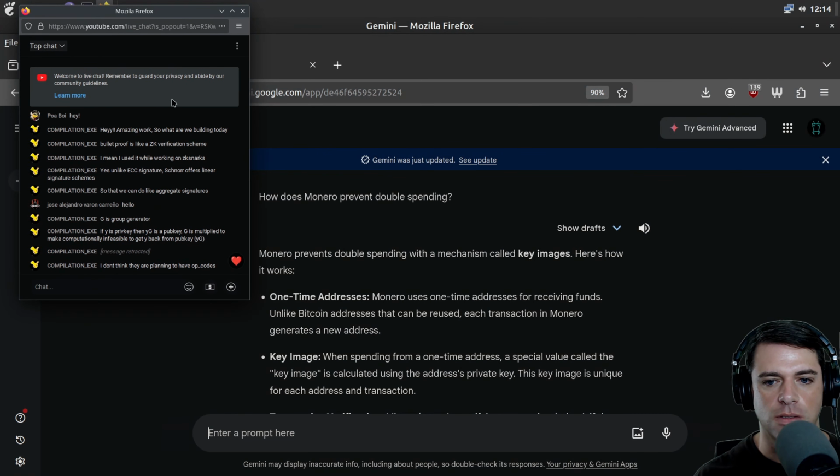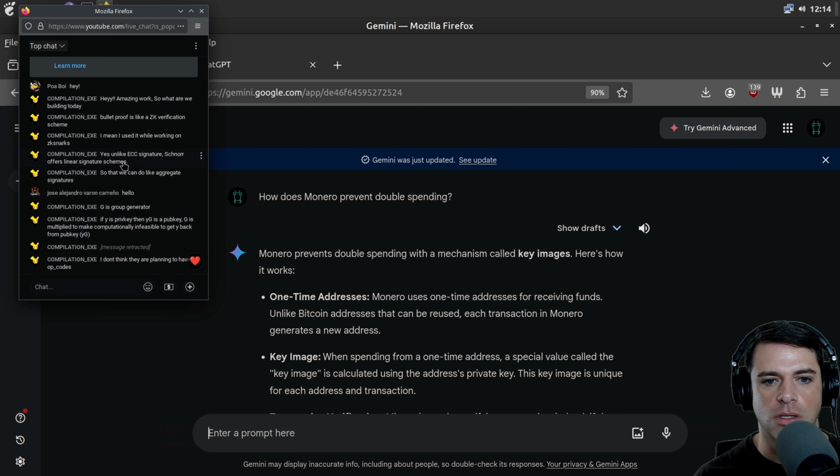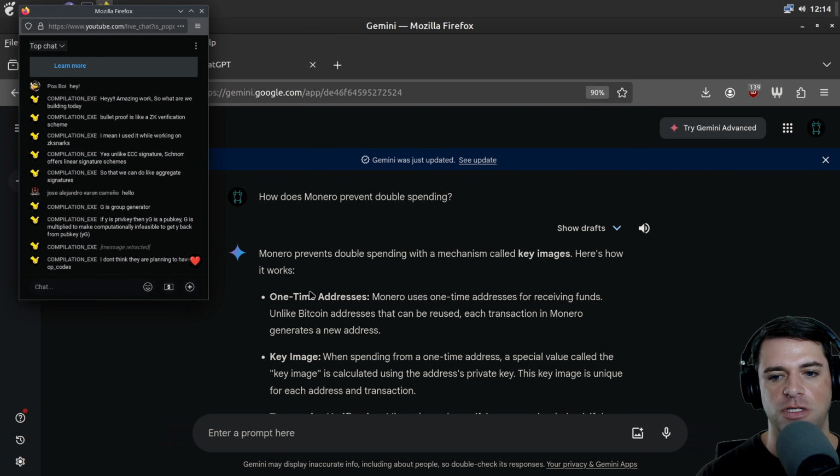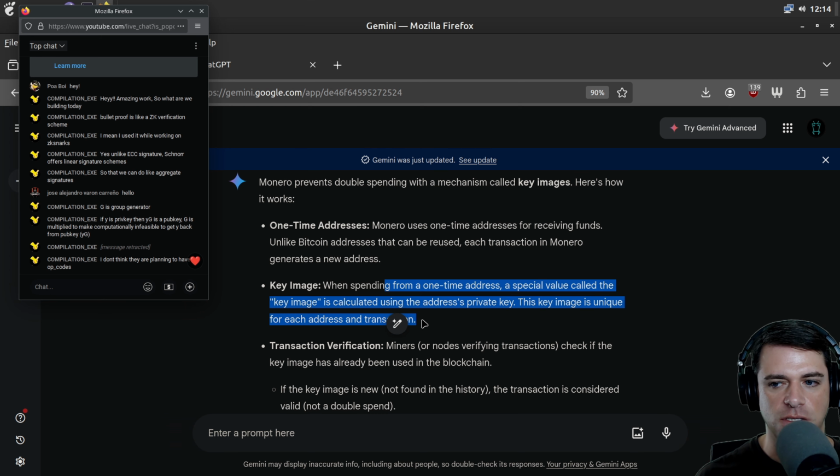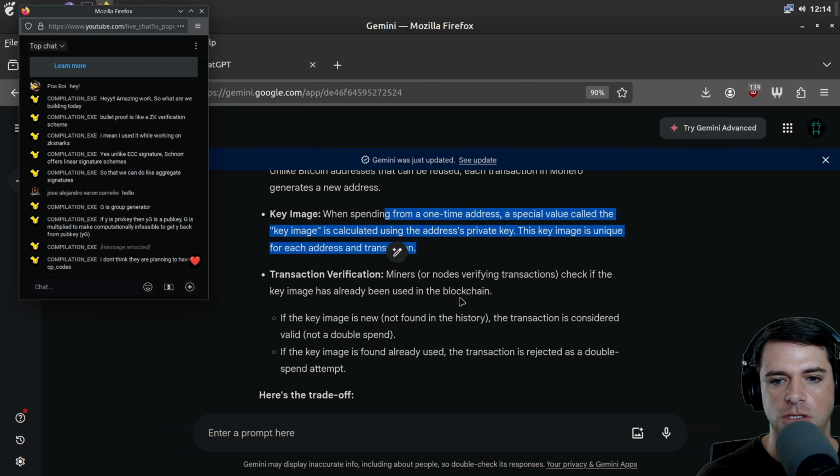Here's how it works. One-time addresses. It uses one-time addresses for receiving funds, unlike Bitcoin addresses that can be reused. Each transaction in Monero generates a new address. Key image. When spending from a one-time address, a special value called the key image is calculated using the address's private key. This key image is unique to each address and transaction.